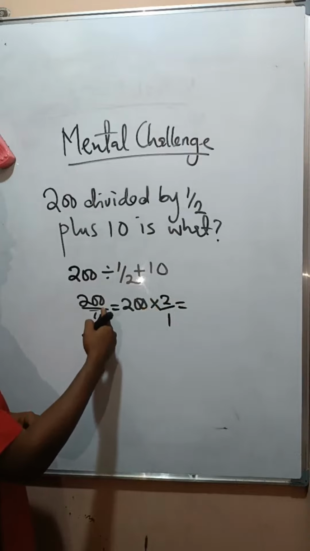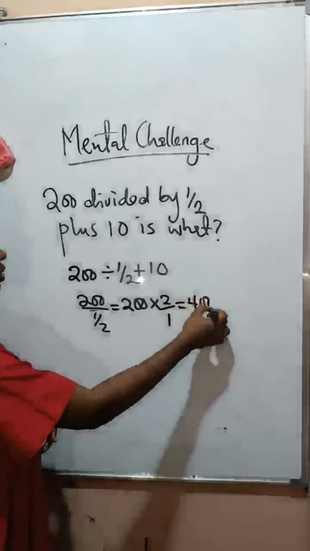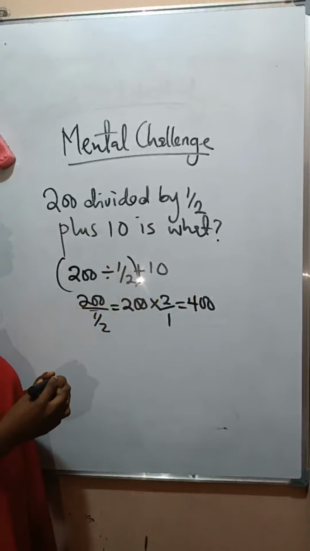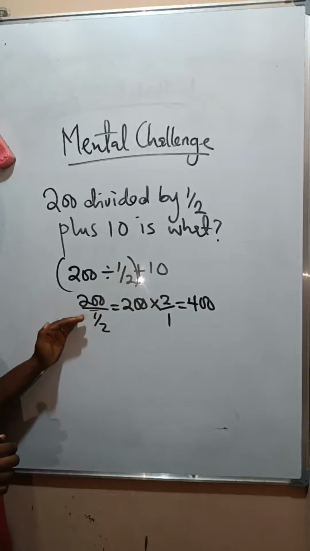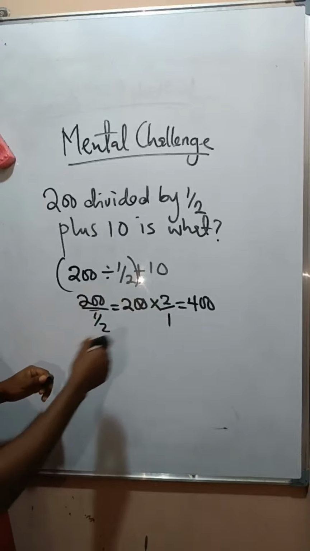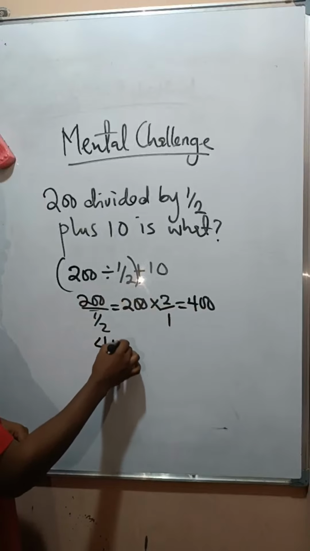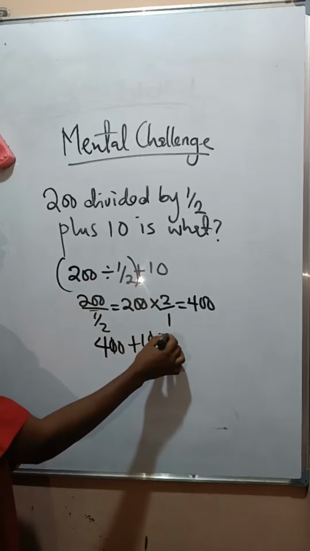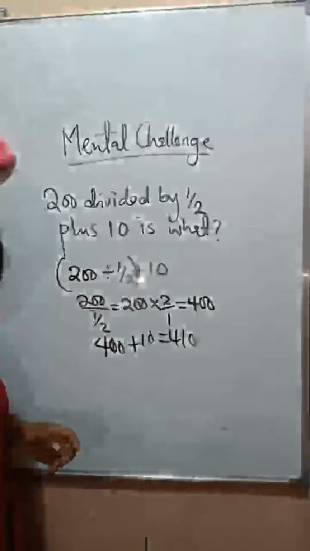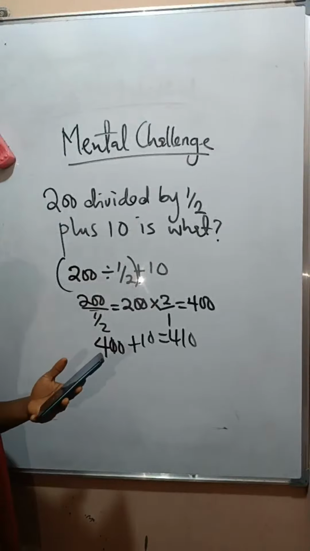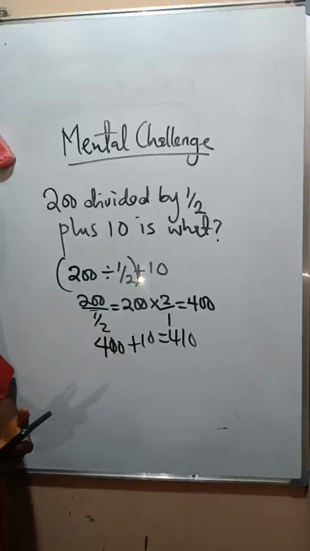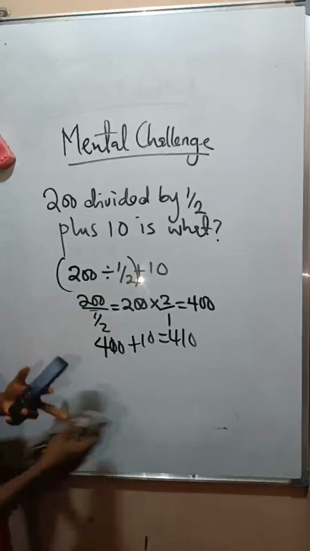So that means that 200 divided by half is 400. This is what we're supposed to do first using BODMAS, because we are expected to divide before we add. So now we have 400. We now add 10 to the 400, and the answer is 410. So those of you that got 410, congratulations, because that is the answer.